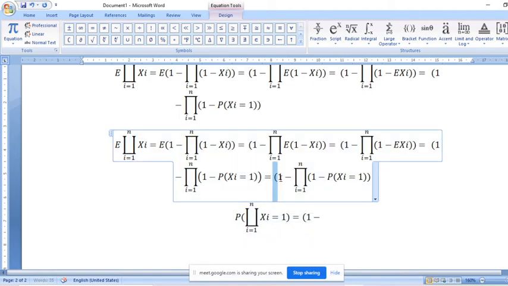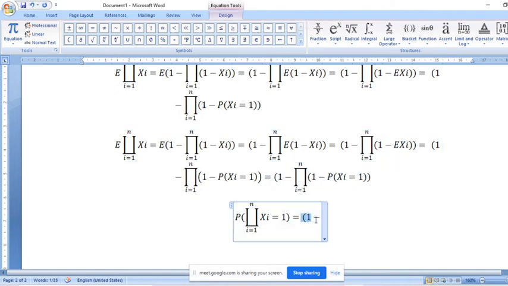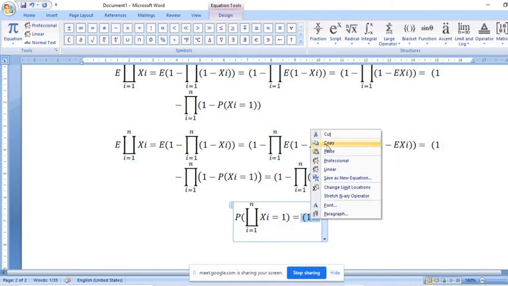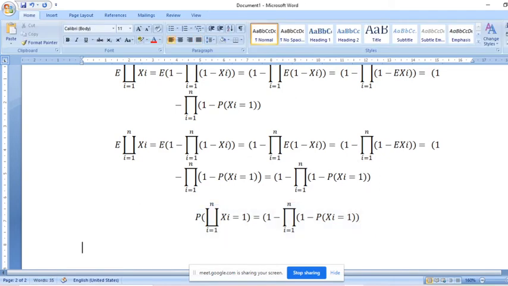One minus... okay, we can take this. But you know that if x1, x2, ..., xn are associated, then 1 minus x1, 1 minus x2, etc., 1 minus xn are associated. Okay. You have to use the result that if x1, x2, etc., xn are associated.